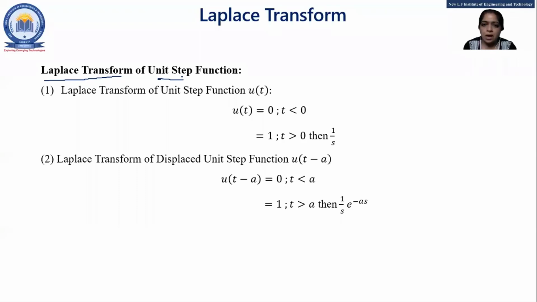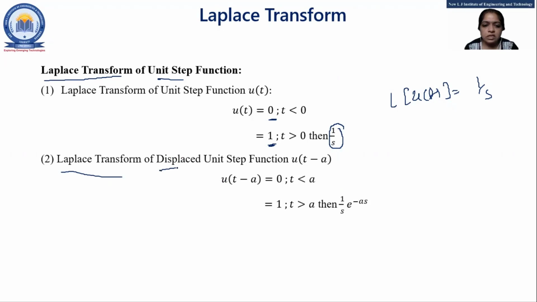So if we apply the Laplace transform on the unit step, what is the answer? Our answer is 1 by s, students, because when t is less than 0, the function is 0, but when t is greater than 0, our function is 1. So when we apply the Laplace transform of the simple unit step function, our answer is 1 by s. But the next Laplace transform is the most important. It will be more helpful for solving examples.